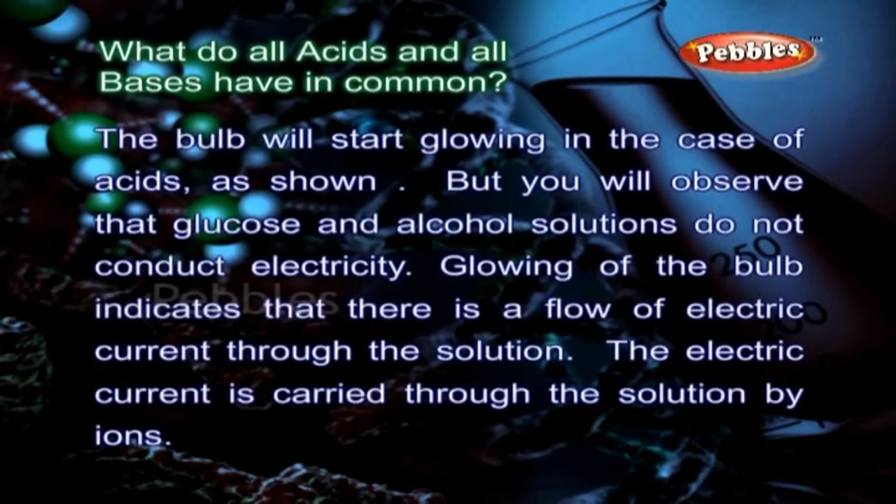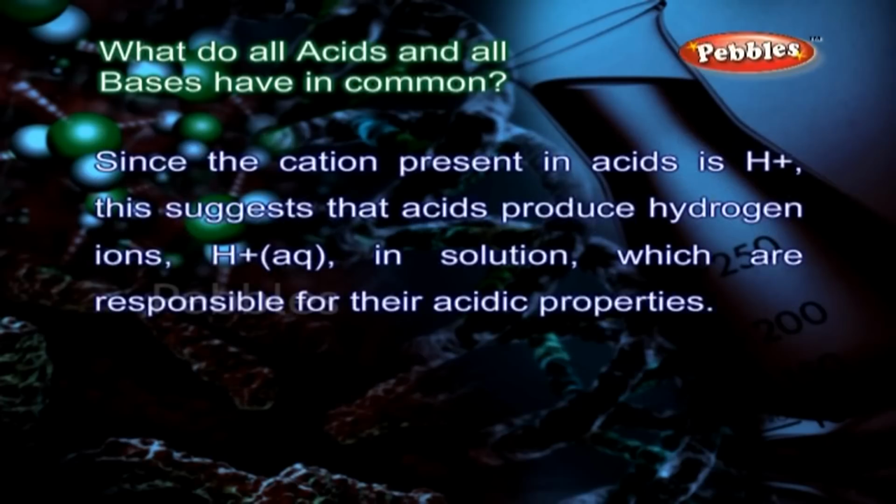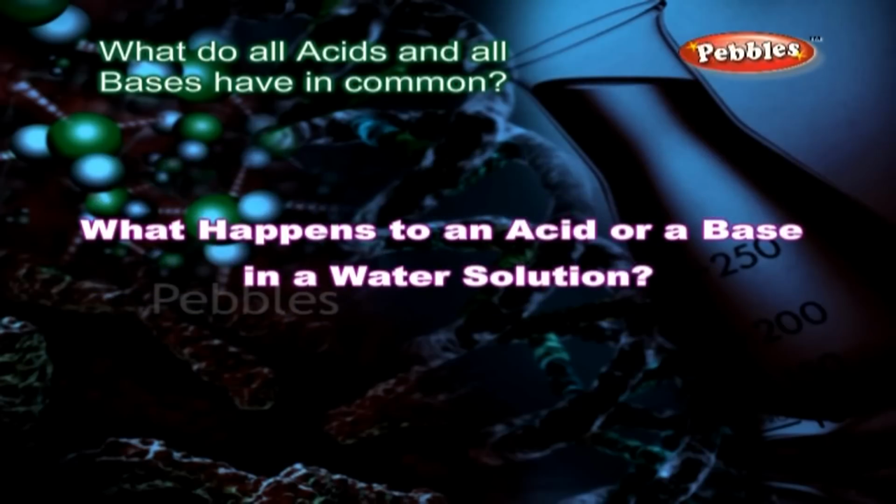Glowing of the bulb indicates that there is a flow of electric current through the solution. The electric current is carried through the solution by ions. Since the cation present in acids is H+, this suggests that acids produce hydrogen ions, H+ (aq), in solution, which are responsible for the acidic properties. What happens to an acid or a base in a water solution?